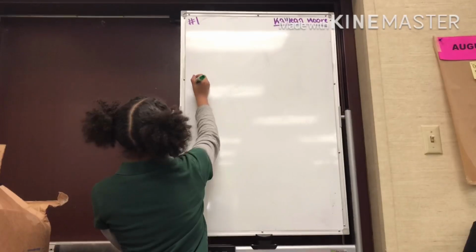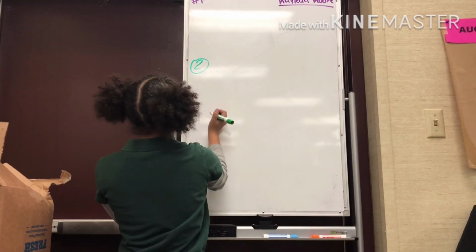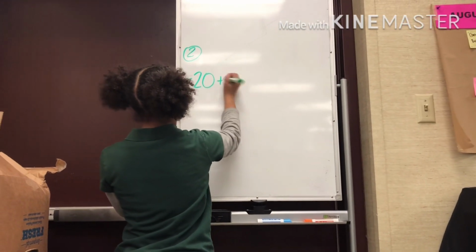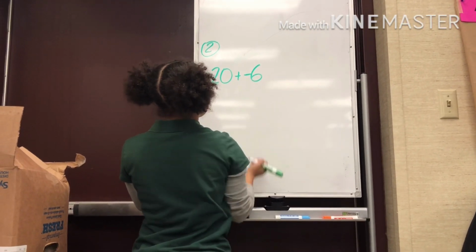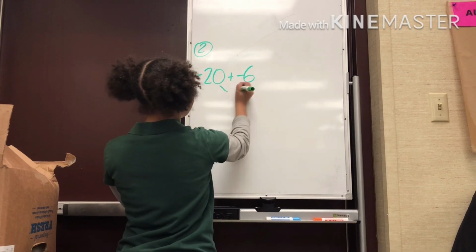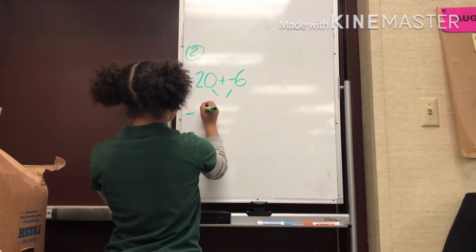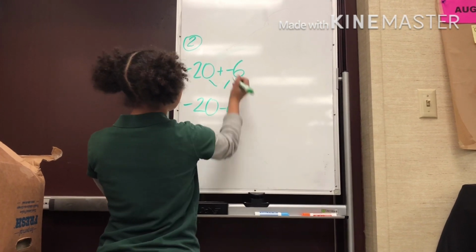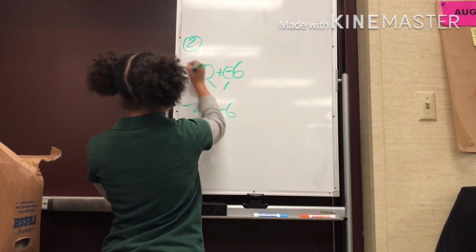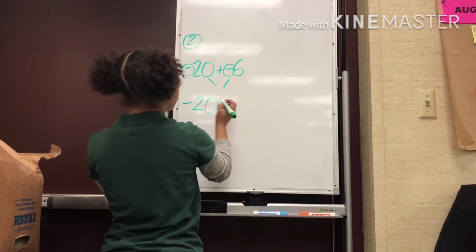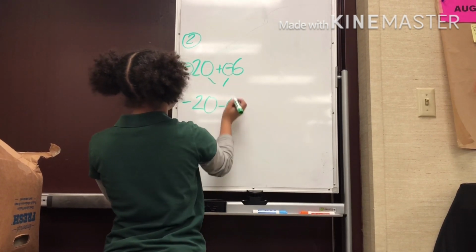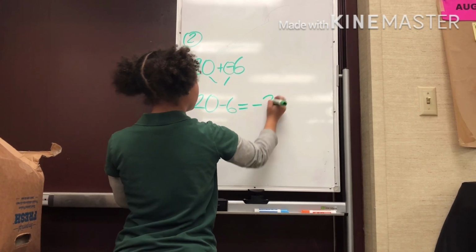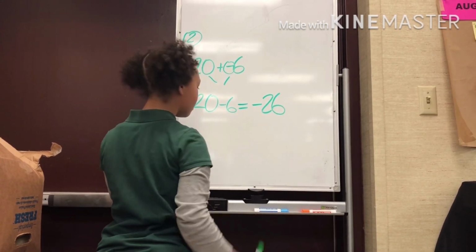Restart. The second way we can do this is negative 20 plus negative 6. We would have to rewrite this question, which would be negative 20 minus 6. Since there are 2 negatives, this would basically be a subtraction problem. And this would be equaling negative 26.